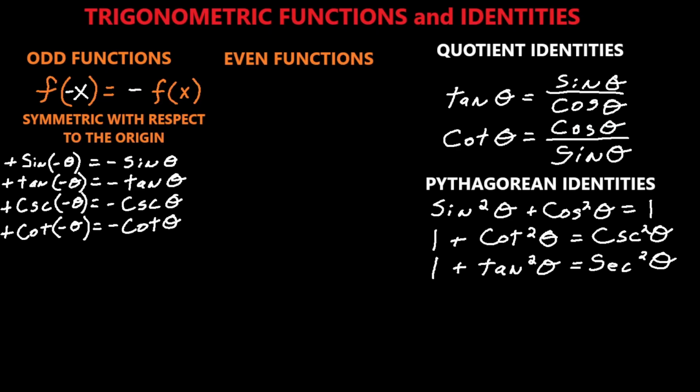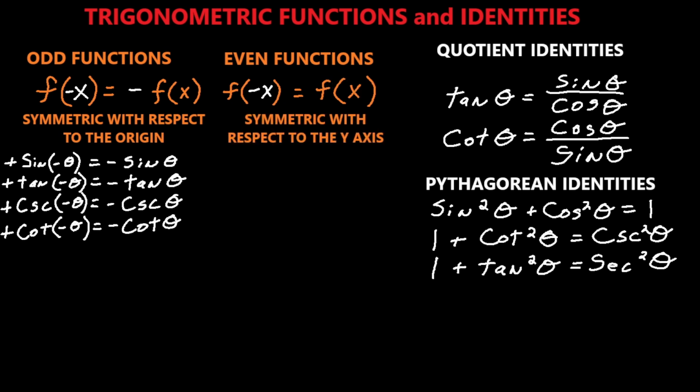Now, even functions are functions that are defined by having f of minus x give the same function f of x. And these will be symmetric with respect to the y-axis. Let's look at an example with cosine theta. Here we see cosine starts off as positive, and when we have a negative angle, it's still cosine theta. Let's look at this on a graph.